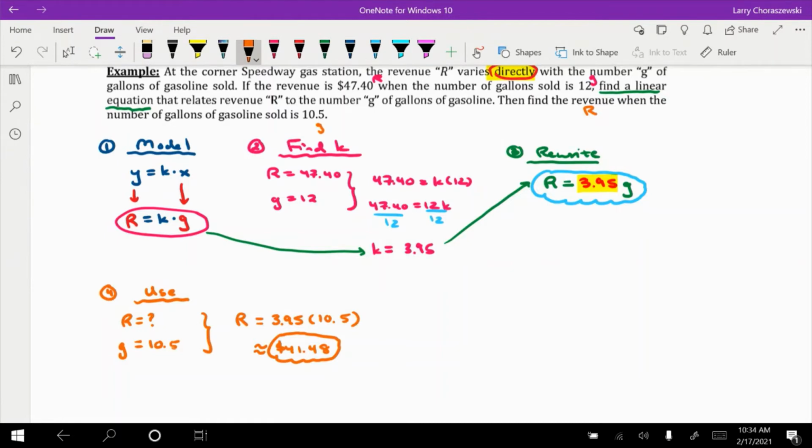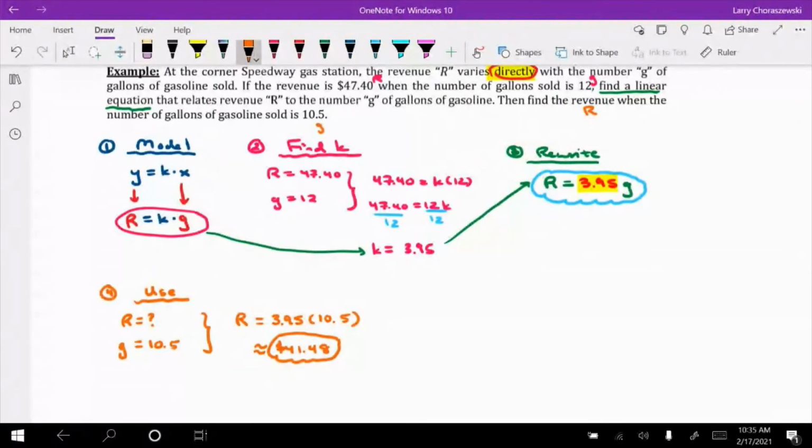So you can see the importance of needing to find k as soon as possible. If we did not know what our value of k was, then we would not be able to provide an answer to part 4. It'd simply be k times 10.5, and we really couldn't provide an adequate response. Which is why we go through the process of finding the general equation or linear equation, however they phrase it, on step 3.